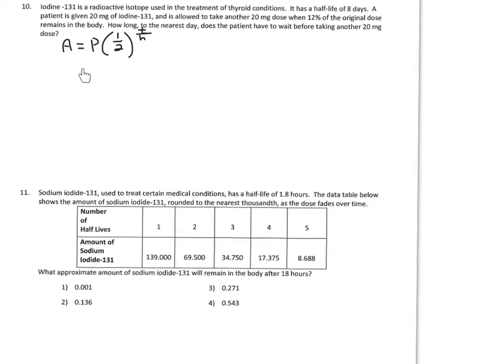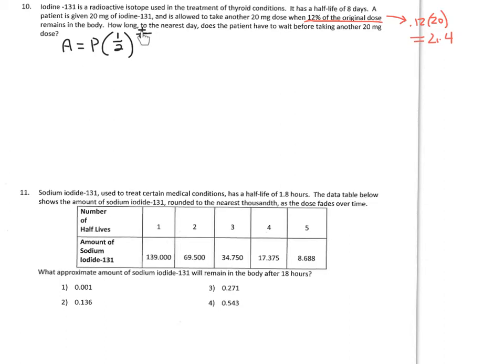And they're allowed to take another dose when 12% of the original dose remains in the body. All right, so let's first figure out what 12% of the original dose is. So 12% of the original dose was 20 milligrams, 12% of 20. Okay, and 0.12 times 20 is equal to 2.4. So that's what we're going to plug in for the A. Okay, that's the amount that remains from the initial amount after a certain time has passed.